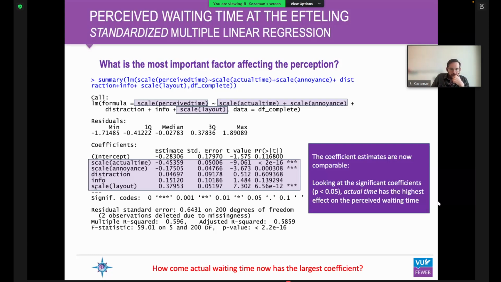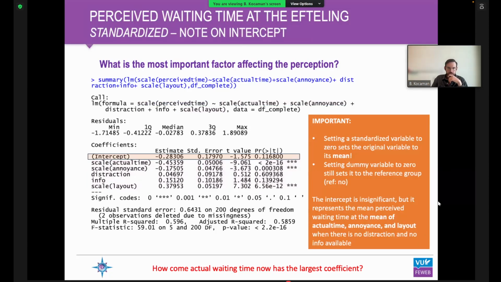So if we compare among the significant ones, so actual time, annoyance, and layout, we can easily see that actual time has the biggest estimates, the biggest in absolute terms. Then we can conclude that actual time is actually the most important factor that affects the perceived waiting time. I hope it makes sense now, Nastya.